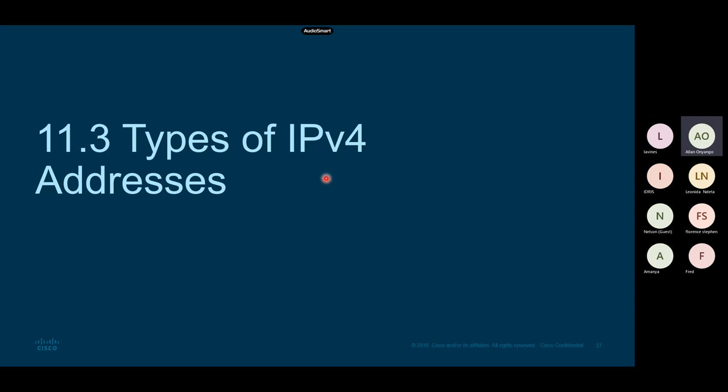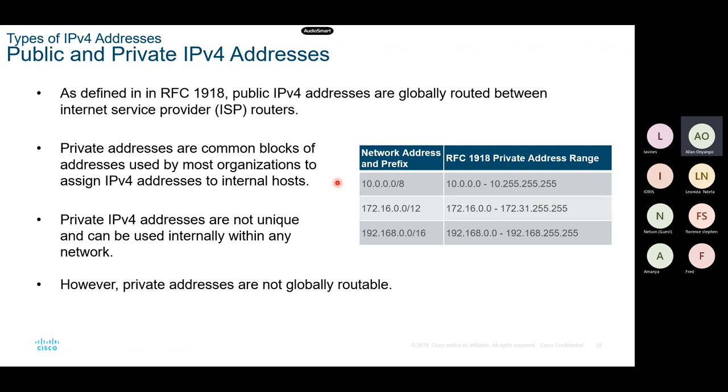Now we look at other types of IP version 4 addresses. And we start with this, and this is important, ladies and gentlemen. We start with this particular categorization, public and private. Now, public addresses, this is a type of address which can be globally routed between different service provider routers. I want you to get it. Public addresses are the addresses that help us to connect to the internet, if I may say so.